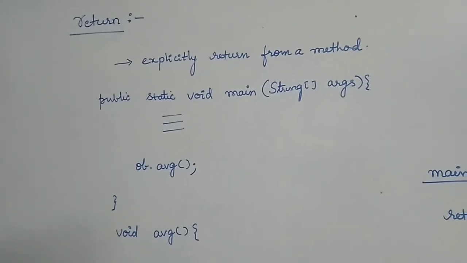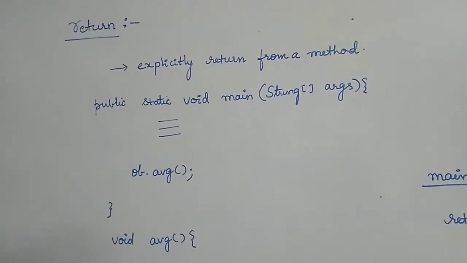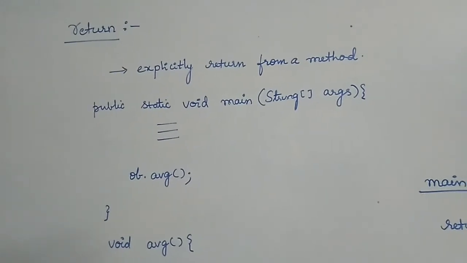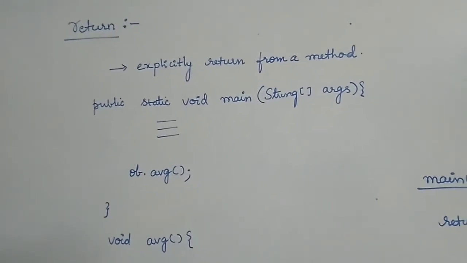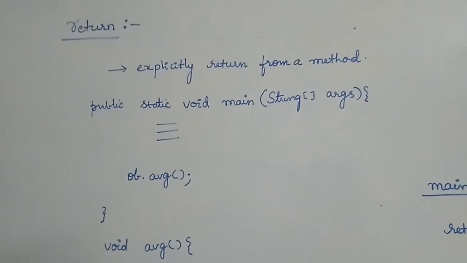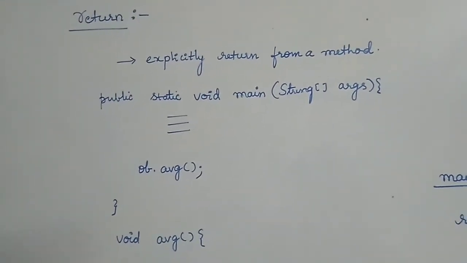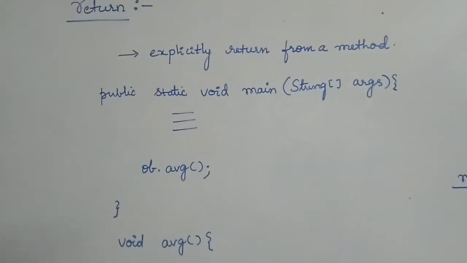Return is one of the jump statements, and return is explicitly used to return from a method. If you are not using return, then implicitly it is returned to the caller method. So there is no problem in it. But if you want to explicitly mention it, you can also mention it in the program.